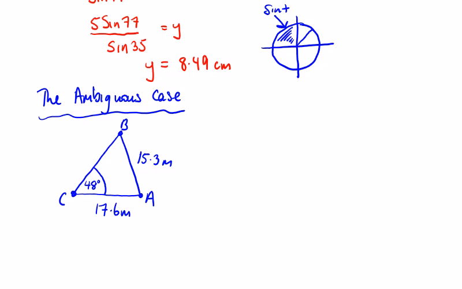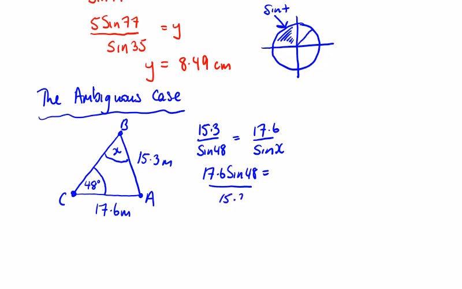So let's look at the first case here. We have 15.3 over the sine of 48 is equal to 17.6 over the sine of your angle. You can give your angle a letter. Let's call it X, sine of X. We could call it B. So 17.6 sine 48 is equal to 15.3 sine X. So we're going to write over 15.3 is equal to the sine of X.